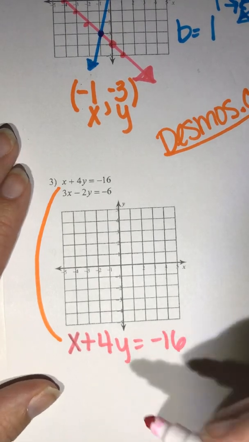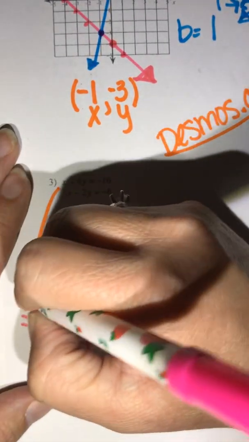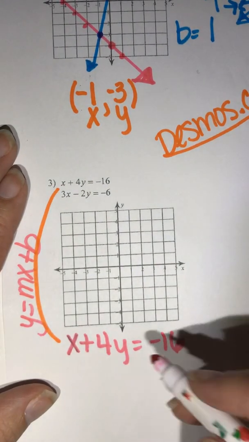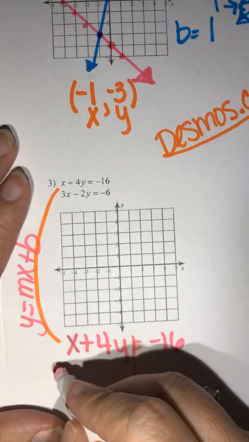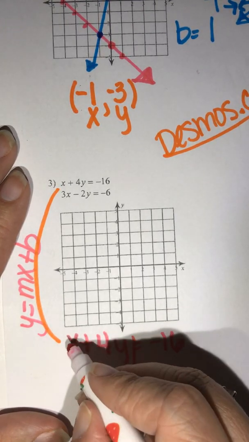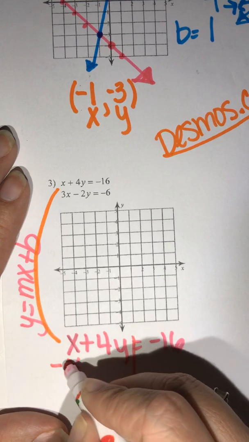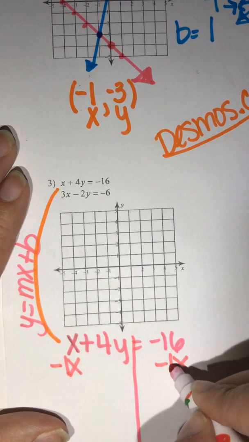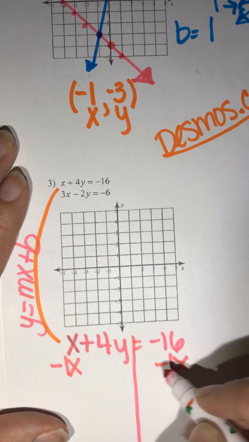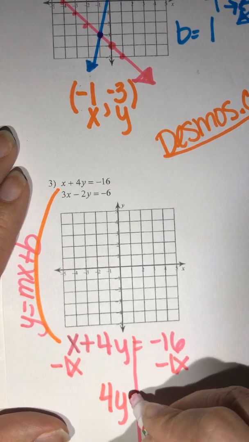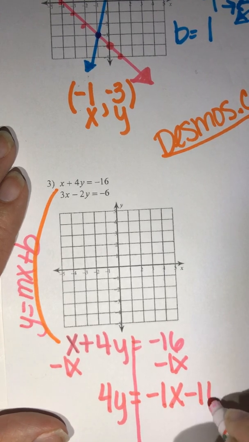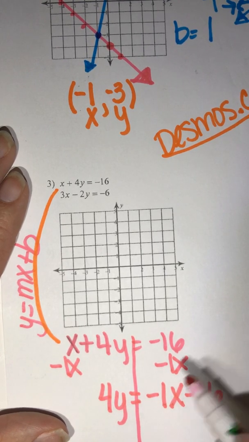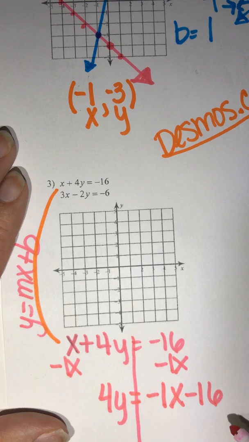So to get it into slope-intercept form, remember slope-intercept form is y equals mx plus b. So I need to get the y by itself. There's a couple steps that you always follow to get the y by itself. You add or subtract the x value first, and in this case, I'm going to subtract 1x on both sides. I can't put those together, they're not like terms. So it's going to drop down: 4y equals -1x minus 16, because you can't put those together, they're not like terms.